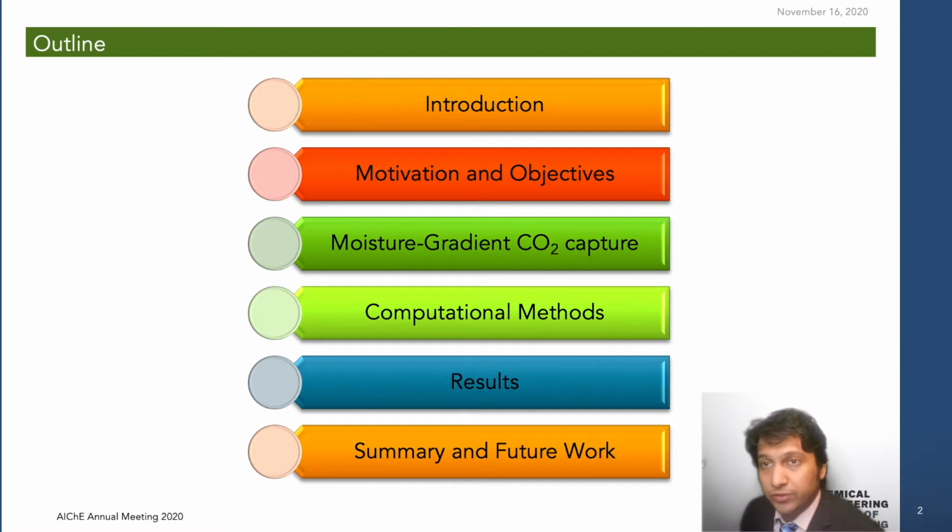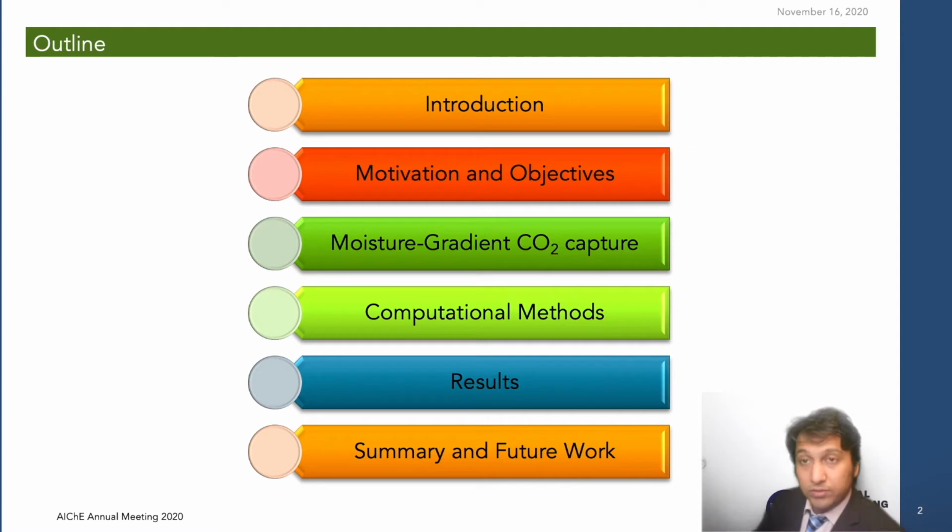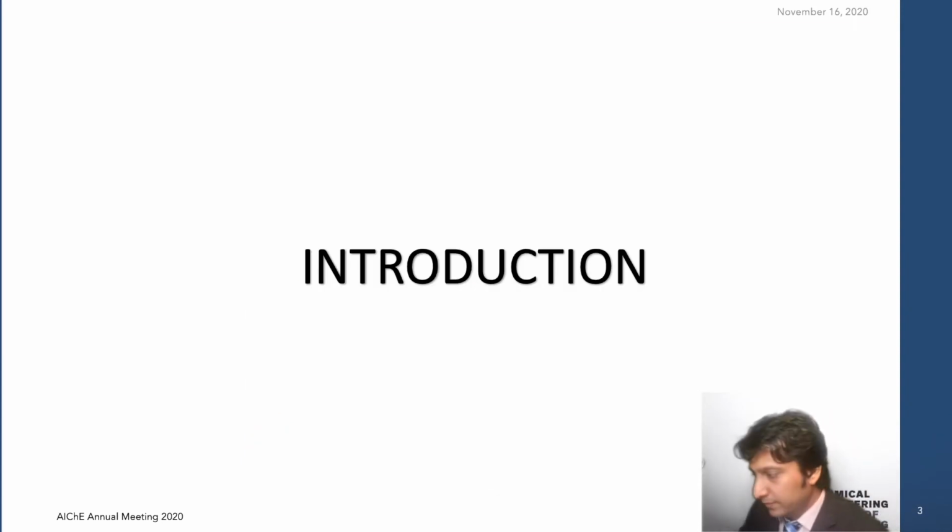I'll first introduce artificial photosynthesis, then explain our motivation and objectives. We'll briefly go over what moisture gradient CO2 capture system is. Then I'll explain the computational methods used for this work, and we'll go over the results and the scope of the future work of this project.